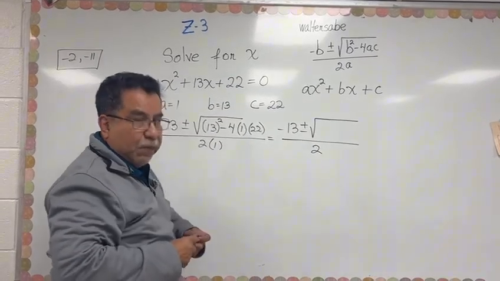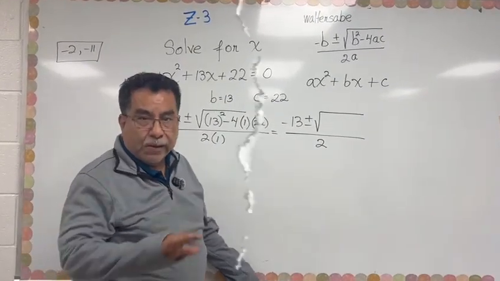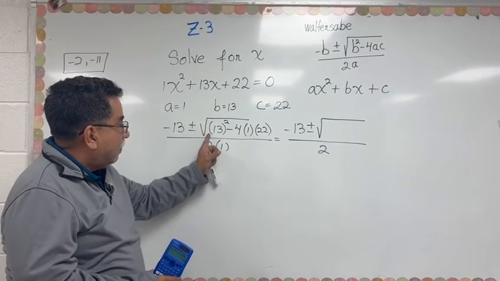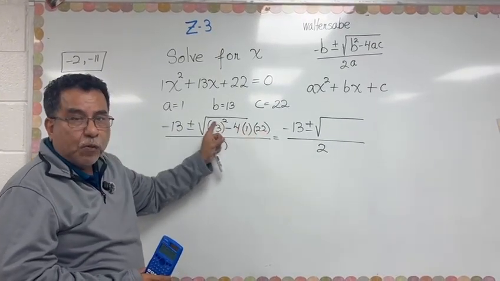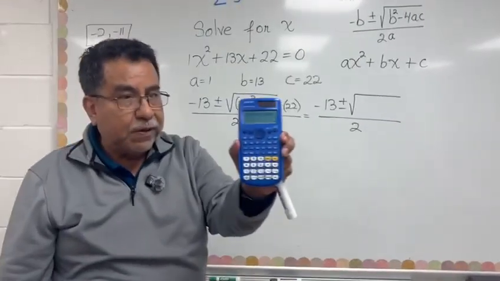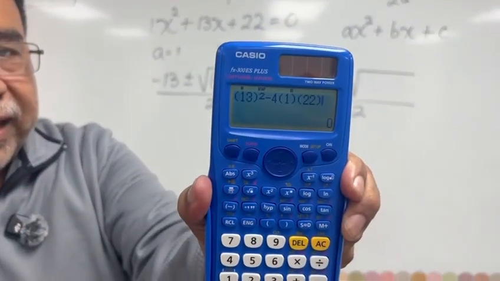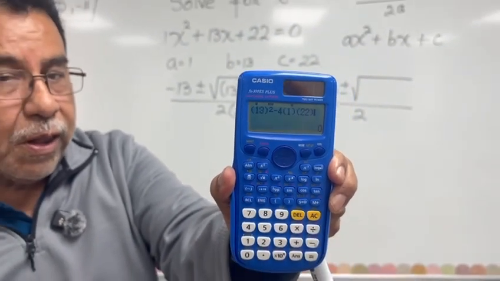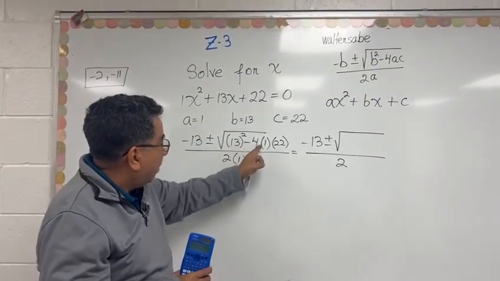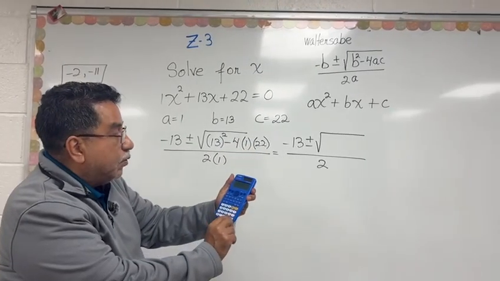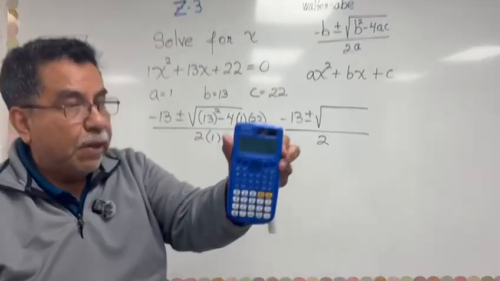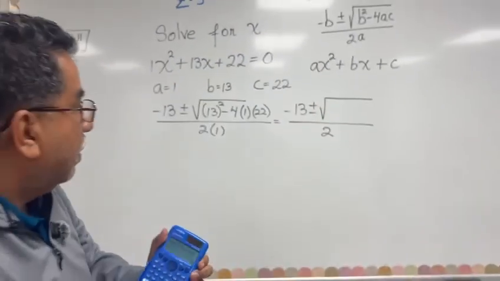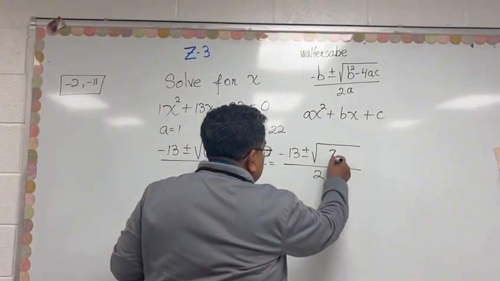And just give me a minute. Let me go get my calculator. Okay, I got my calculator. I already typed what I have inside the square root. If you notice, I typed it exactly the way I wrote it on the whiteboard. I typed it exactly where it is. So when I do enter, I'm getting equal to 81. So this is 81.